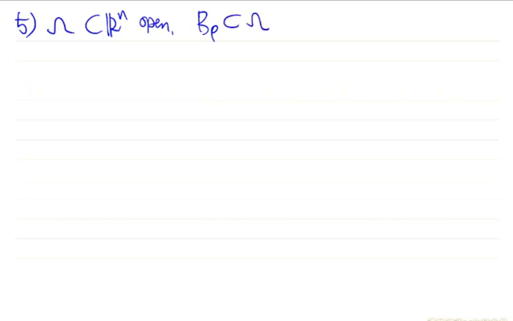Now we consider the fifth question in the set of exercises. Omega is an open subset of Rn, and the ball of radius epsilon rho is contained in omega. Then u is twice continuously differentiable and is harmonic. Harmonic means the Laplacian of u is 0.